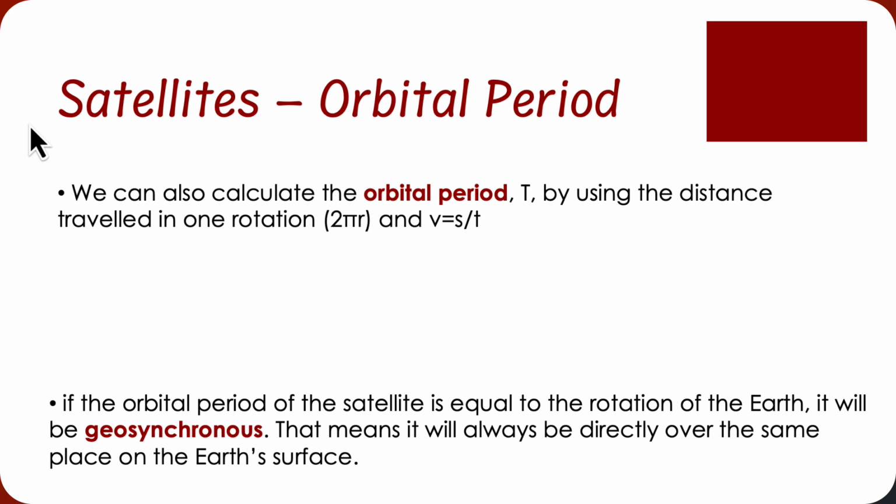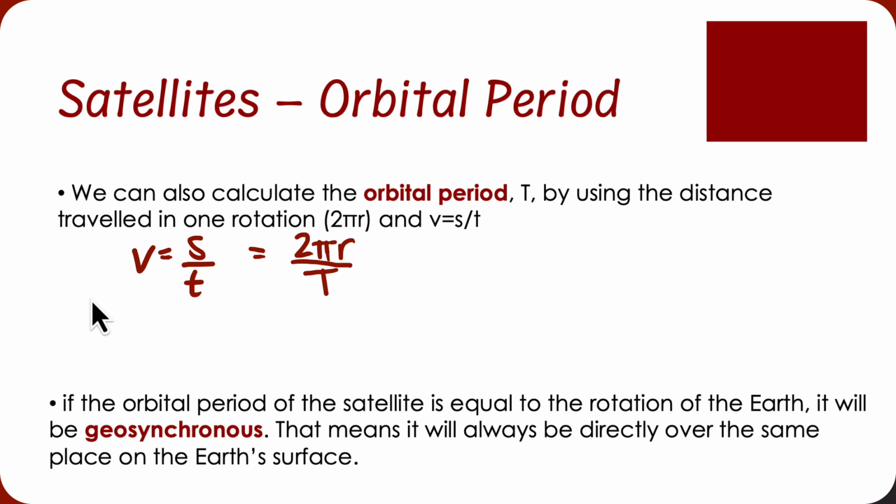So let me introduce one more phrase, an orbital period. Remember, a period is the time it takes for one complete cycle, or in this case, for one complete orbit. And we know that this is going to be a constant speed. v equals the distance over time. And in this case, the distance is going to be 2πr. That's just the circumference of the circle. And the time would be the orbital period.